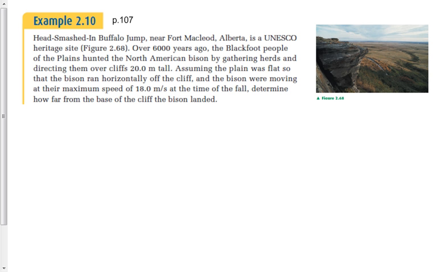How many people have ever been to Head-Smashed-In Buffalo Jump? It's kind of neat, eh? Head-Smashed-In Buffalo Jump. There's various buffalo jumps around. Head-Smashed-In Buffalo Jump is not the only one in Western North America. The English people, the British people here, are going to have no idea what this is.